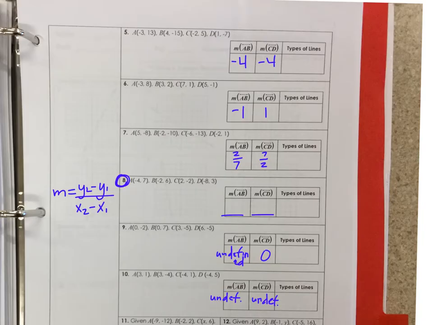All right, on this page, I want you, for 5, 6, and 7, just look at the slopes that I've provided and fill in this purple box to tell me whether they are perpendicular, parallel, or neither. On number 8, you need to find the slopes, like I did on the other side, and decide. For number 9, just tell me parallel, perpendicular, or neither. And 10, parallel, perpendicular, or neither.